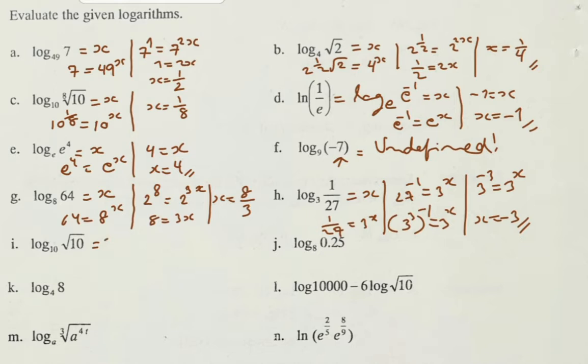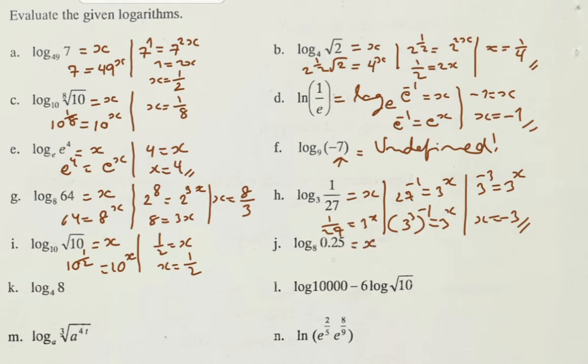I. Let it be x. Root 10 is 10 to the power 1/2. Exponential form, 10 goes to the right, x goes up. Now the same base, 10. So x is 1/2, the same exponent.